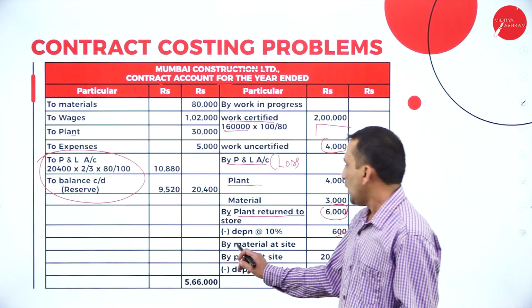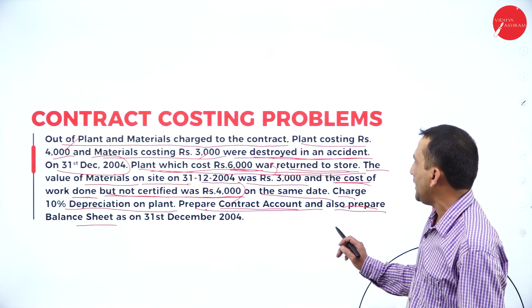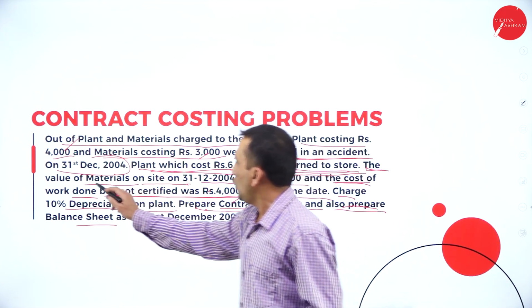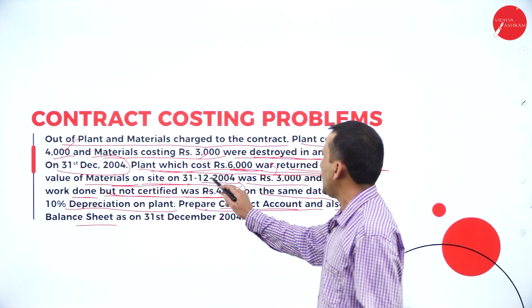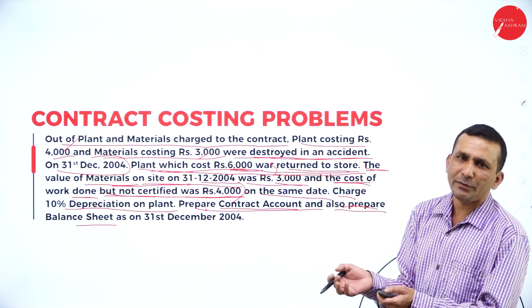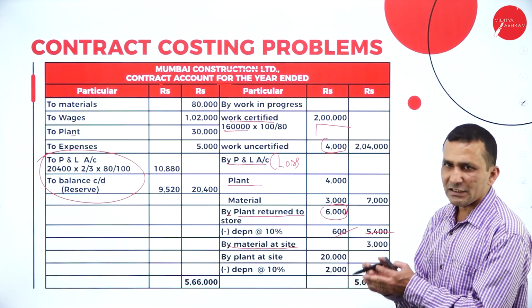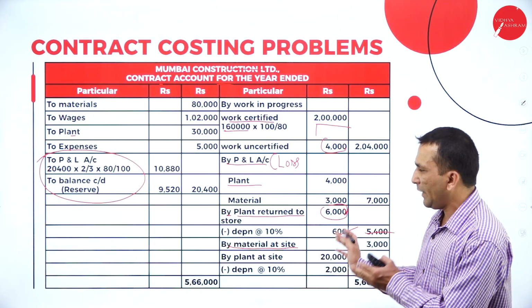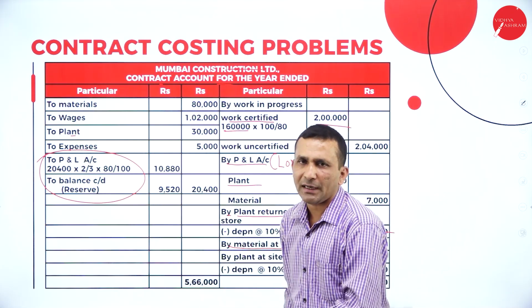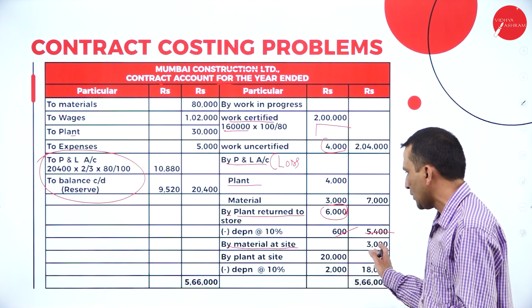Next, material at site, the information is also given. The value of material on site at the end of the date is 3,000. So that is also going back to the store, and that's what we need to specify here. Whenever it is going out, or credit side, whenever we are issuing to the contract, it is debit side. So it is going back to the store for 3,000.